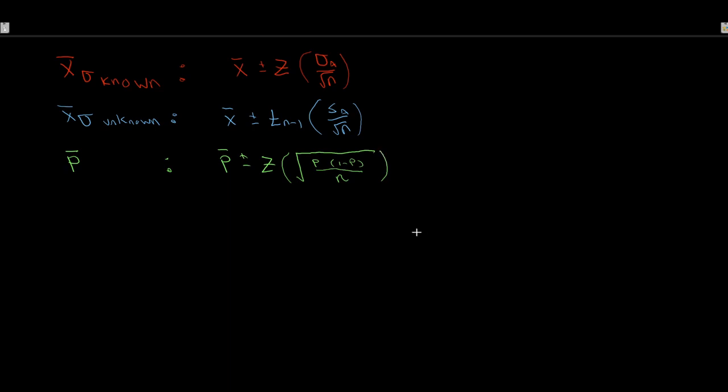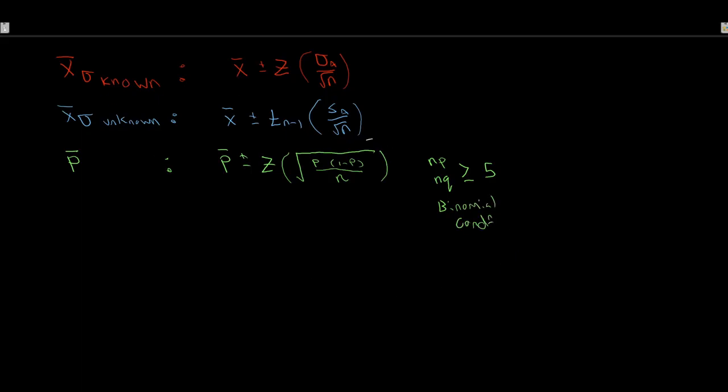And okay, I said in there, hey, p bar is always normally distributed if the conditions are met. Let's write down our conditions for each case here. So for p bar, we need np, nq to be greater than or equal to 5, as well as our binomial conditions.